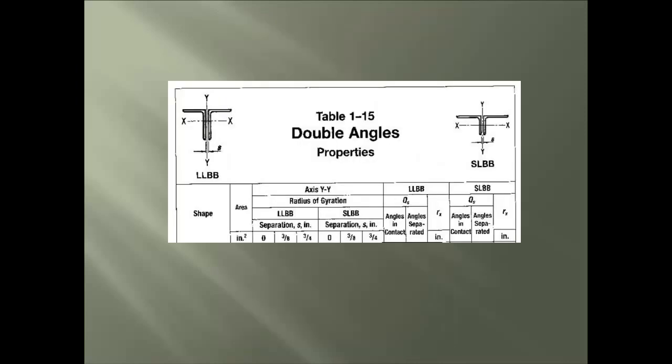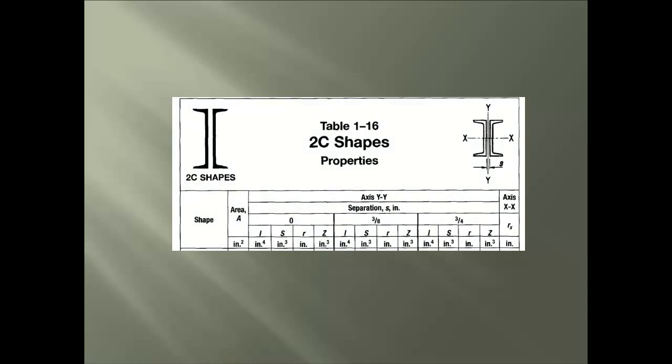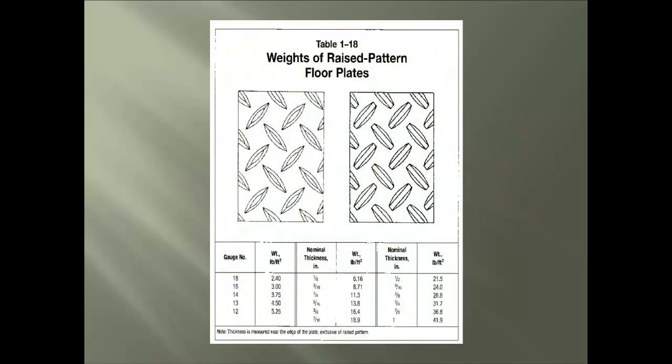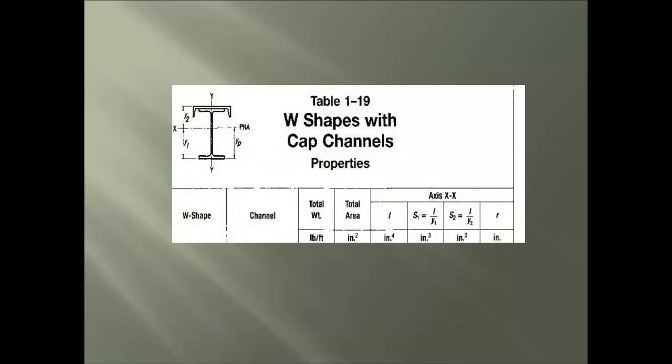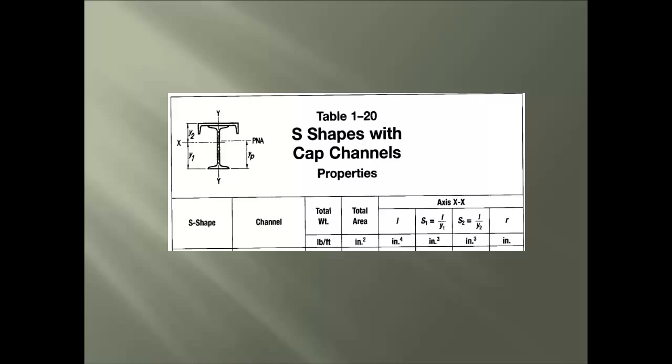Okay, we have the double angle shapes, which are just two separate L angles connected back to back. We now see the double channels, or also known as 2C shape. Here is the raised pattern floor plates, which is part of the plate product section of this manual. And lastly are the W and S shapes with cap channels. Now, with each shape, the channel web is connected to either the W or S shape's top flange.